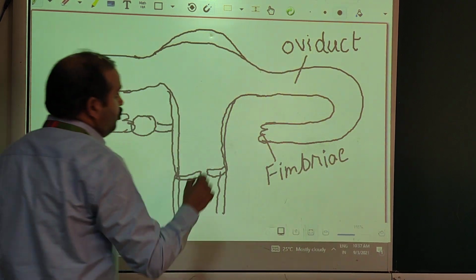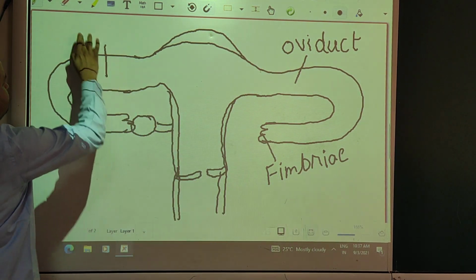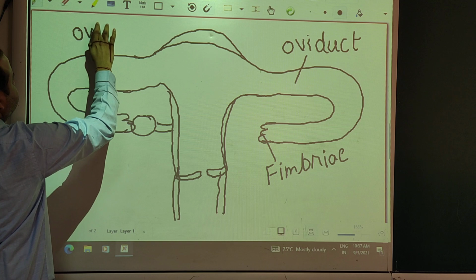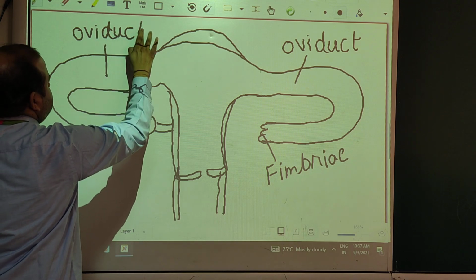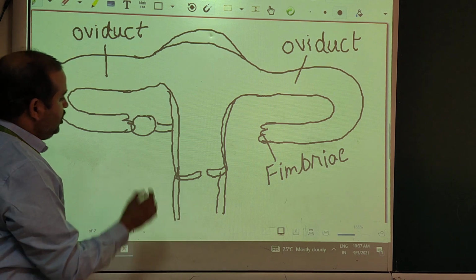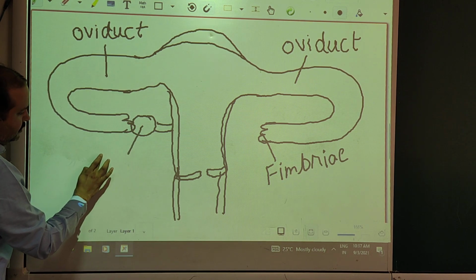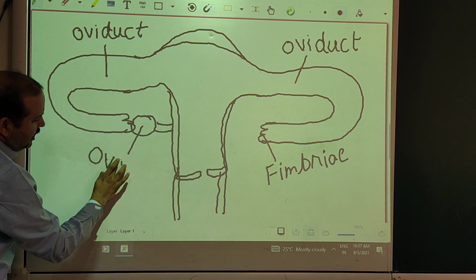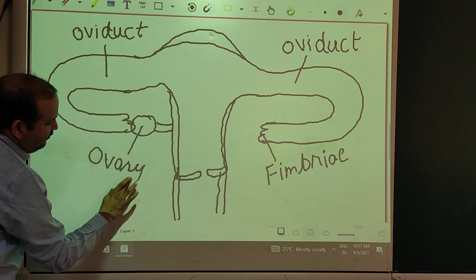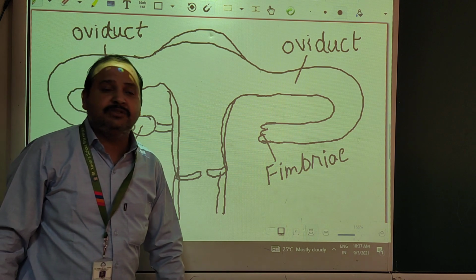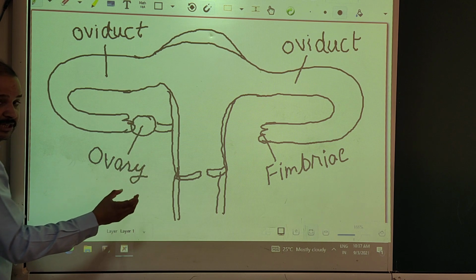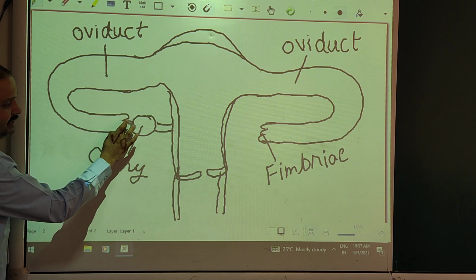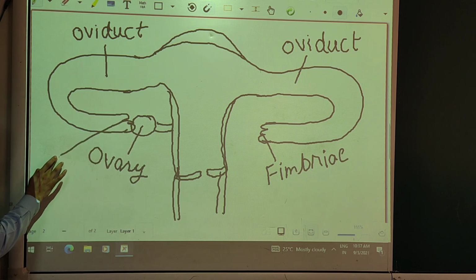Now you can see on both sides we have an oviduct. This oviduct is used to carry ova from the ovary. So in the human female there are 2 ovaries, and every month one ova is released from each ovary. From the ovary the ova will enter into the oviduct by this funnel-like structure called fimbriae.